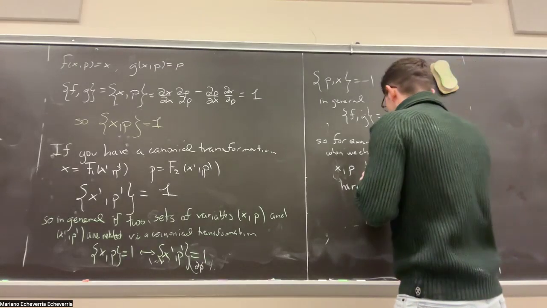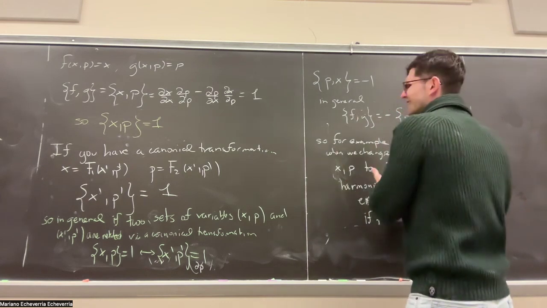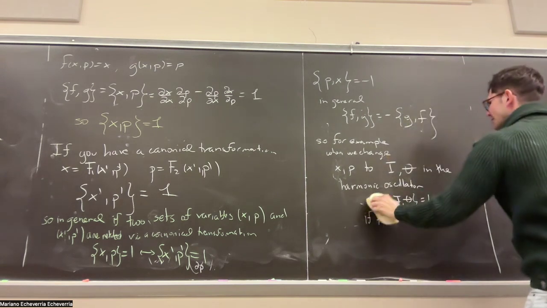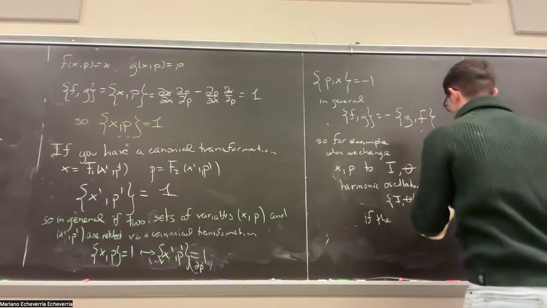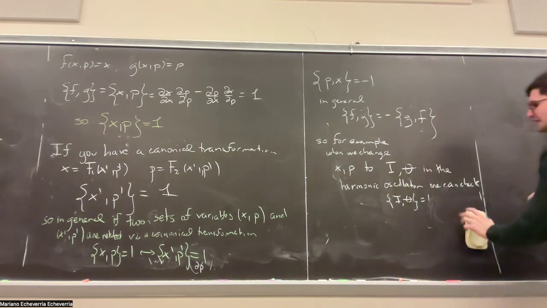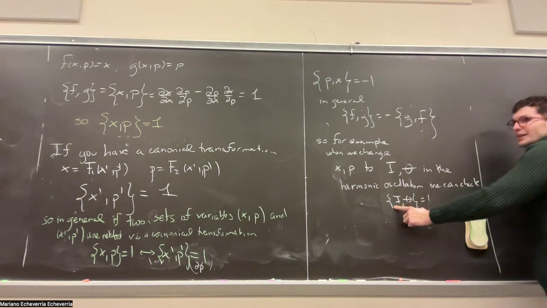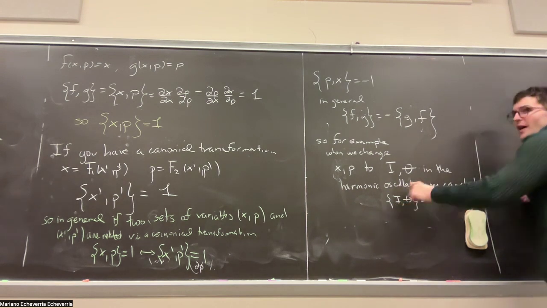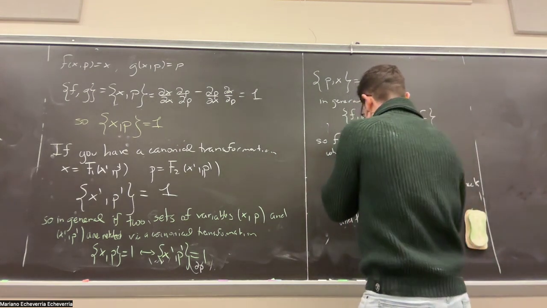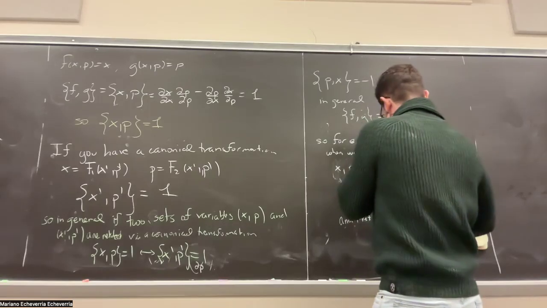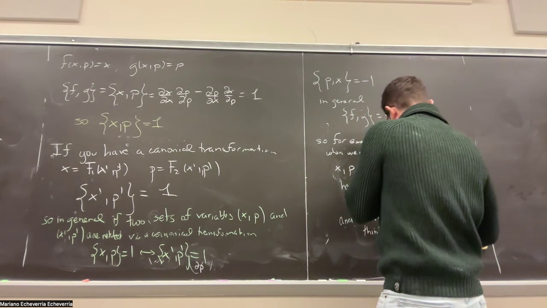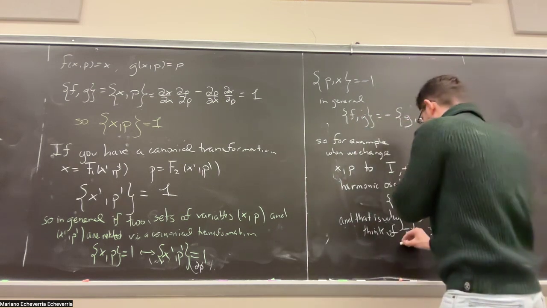If the first is the correct one, well, actually, I'm pretty sure it's this one. One can check that this is the one that gives you one, and that's why it makes sense to think of I as x prime and theta as p prime.